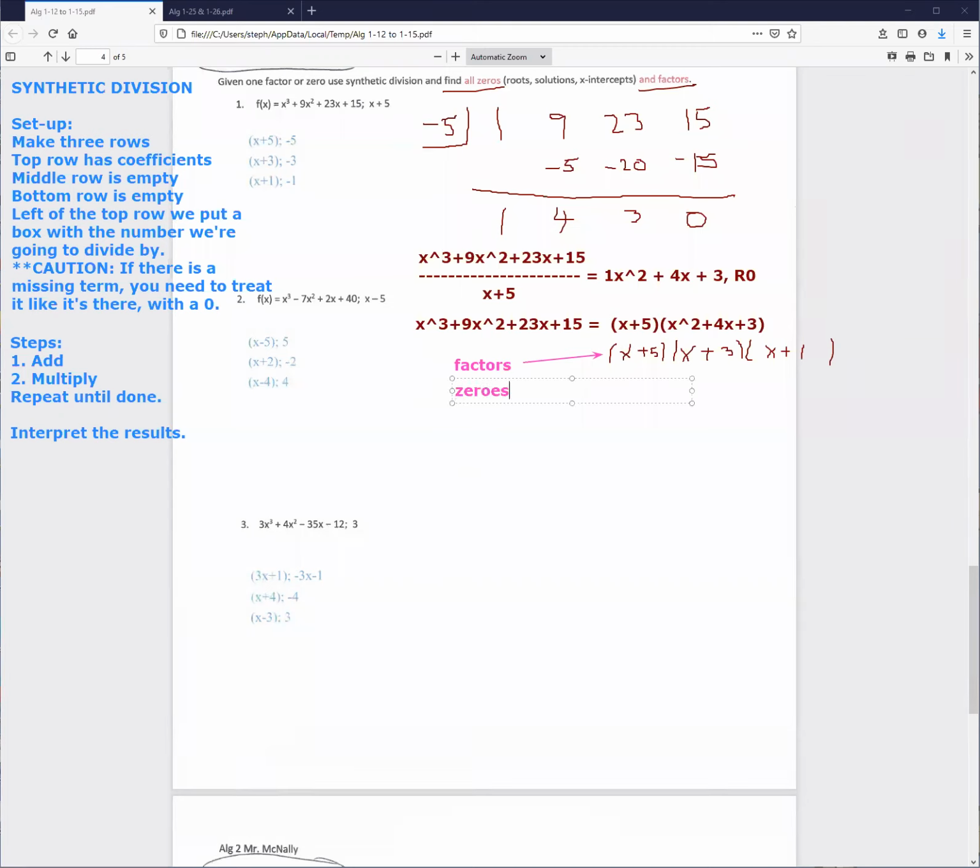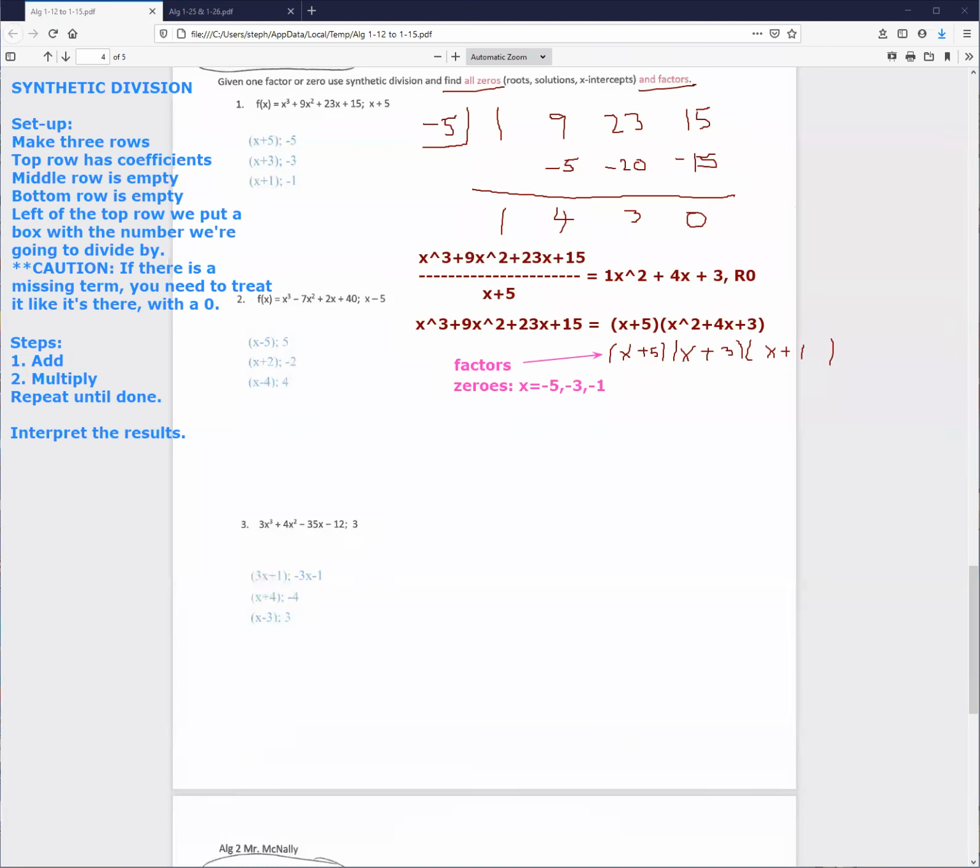So the zeros of this are going to be the things that make each of our factors equal to 0. So x plus 5 is 0 when x is negative 5. X plus 3 is equal to 0 when x is negative 3. And x plus 1 is equal to 0 when x is negative 1. So if you want to call those the zeros or the roots, they are the solutions to when the equation equals 0. And if you write that number comma 0, it is an x-intercept. All right, so that was us going through number 1.